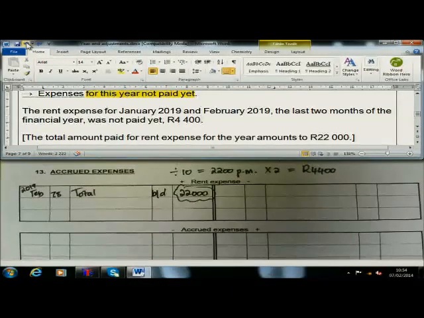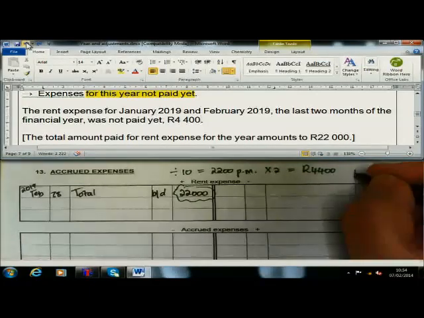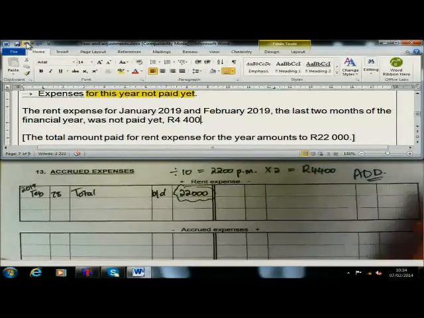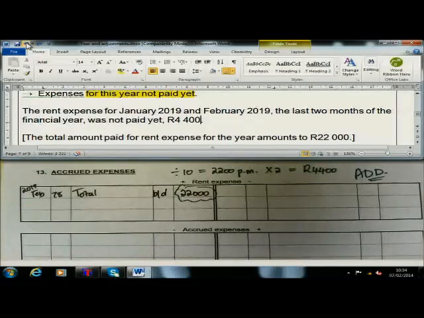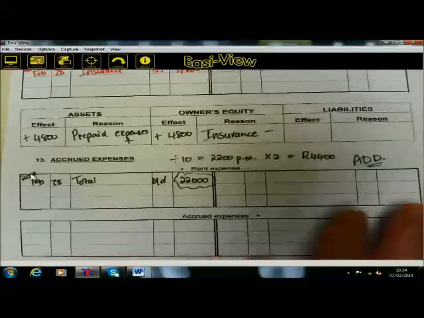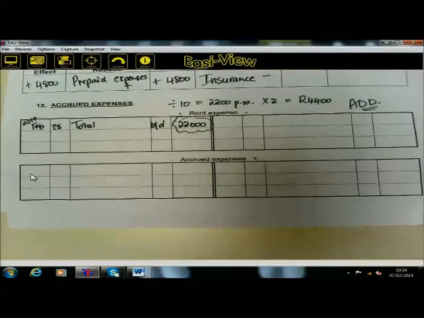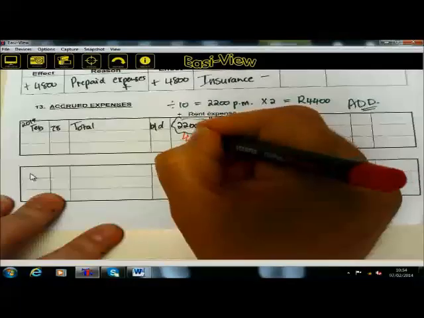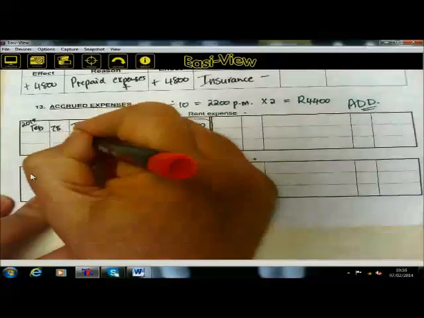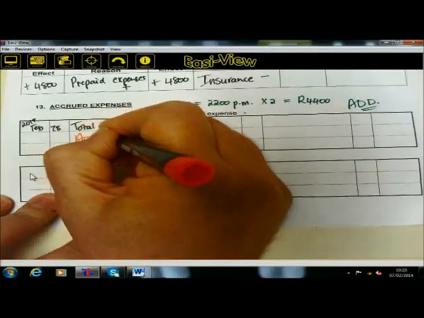Are we going to add or subtract? We are going to add. Why are we going to add? Because we only paid for 10 months and we are supposed to pay for 12 months. So of course we're going to add. You add the 4,400 there for accrued expenses.